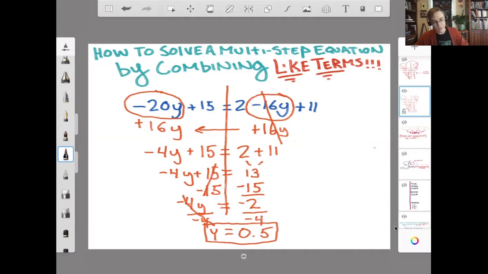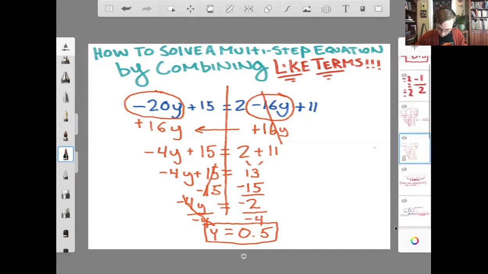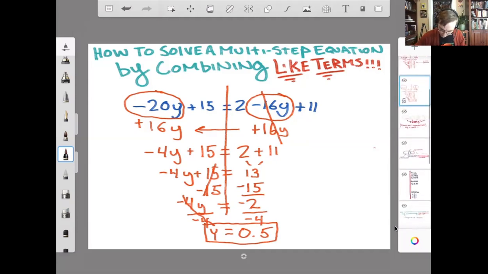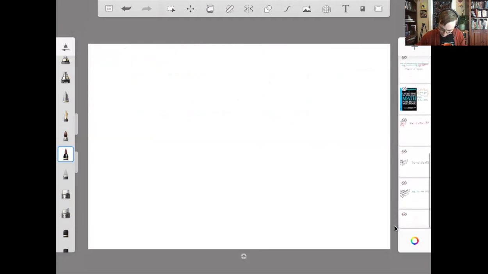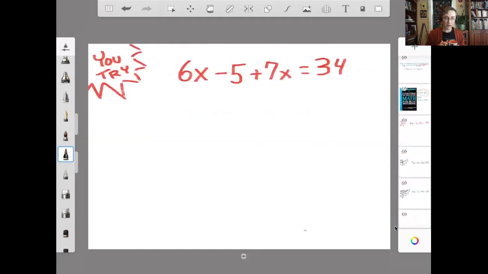Take a minute and pause the video and write this example down so that you can use it for what I'm going to ask you to do next. And here's what you're going to be asked to do next. You are going to be asked to do it yourself. So start by writing down the problem. After you write down the problem, pause the video and try and solve it.